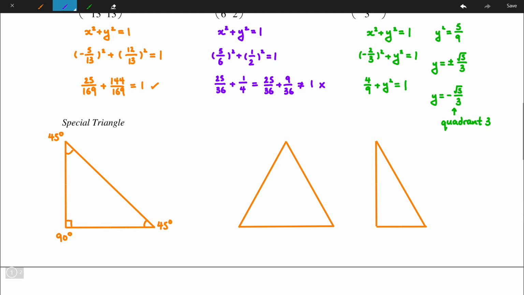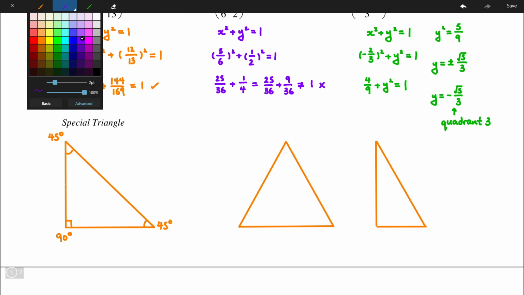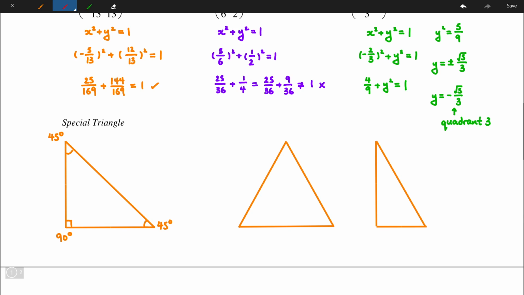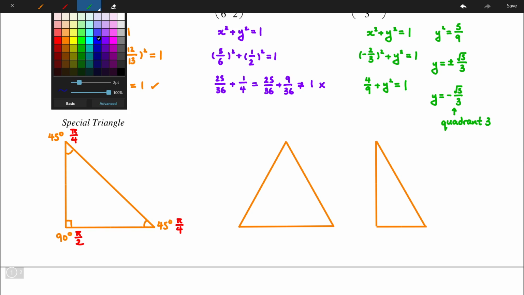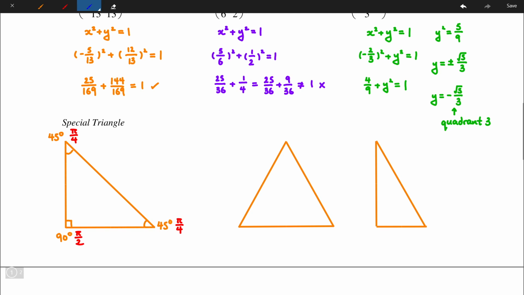Of course, we can also add in here the radian measures. So we will have pi over 4 here as well, and 90 degrees is pi over 2. Since we're working with the unit circle, we're going to set the hypotenuse to be equal to 1.